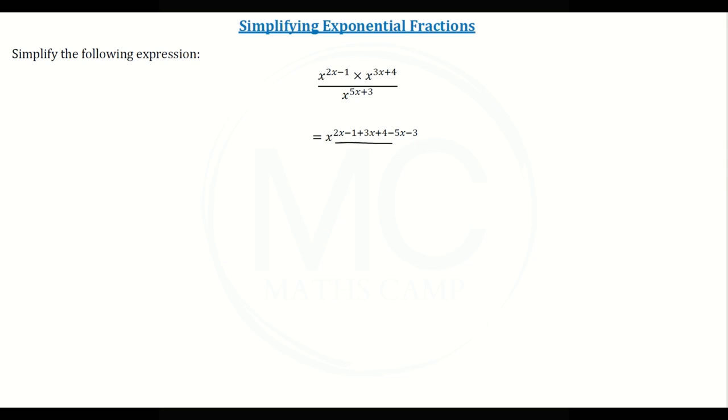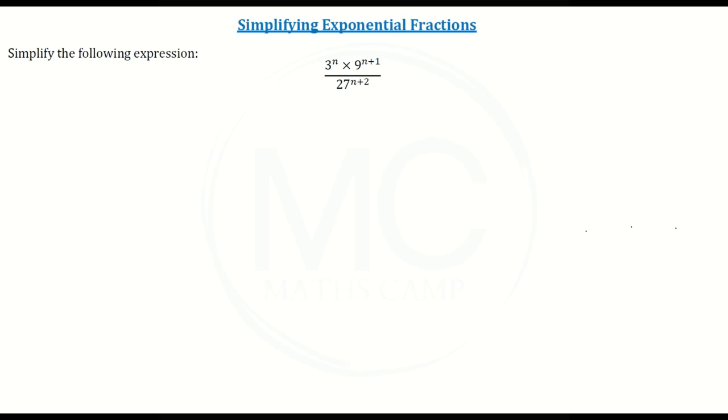And now we can add like terms within these exponents. So let's write down our base of x. We have got 2x plus 3x, which is 5x, minus 5x, which cancels out, and we get 0. Then we have negative 1 plus 4, which is 3, minus 3 is also 0. So we have x to the power of 0. And we know from our rules for exponents that anything with an exponent of 0 is equal to 1. So we can say equal to 1. Let's do another example.